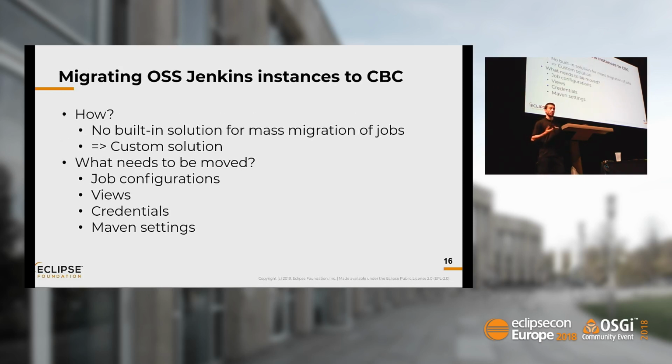So how do we migrate the old Jenkins instances to CloudBees Core? Unfortunately, there's no really built-in solution for mass migration of jobs in CloudBees Core. They only allow moving individual jobs, and this does not really cut it if we have 200 masters with, let's say, up to 100 jobs. This does not work. So again, we have to come up with a custom solution based on some scripts, and what we need to move is obviously the job configurations, the views, some credentials, and some Maven settings.